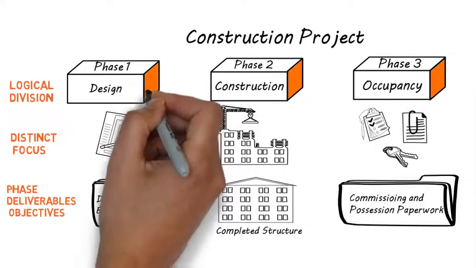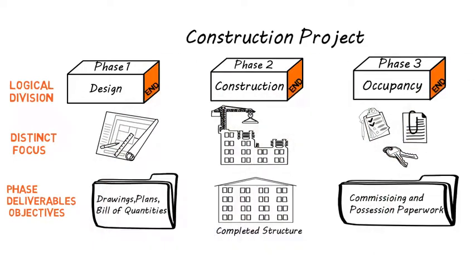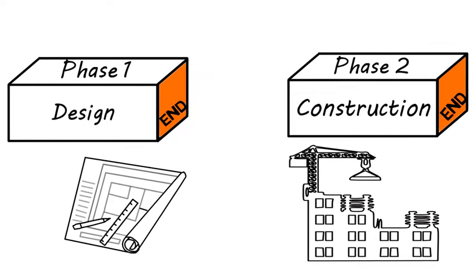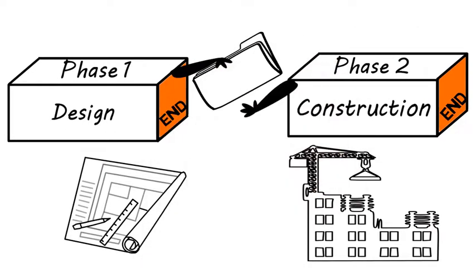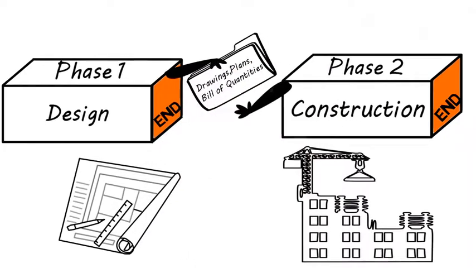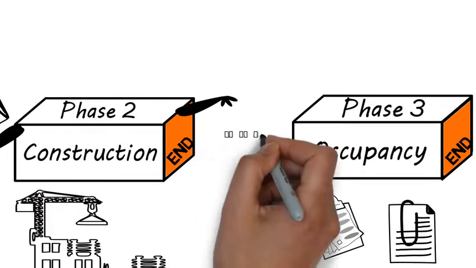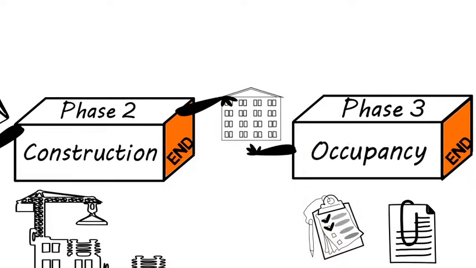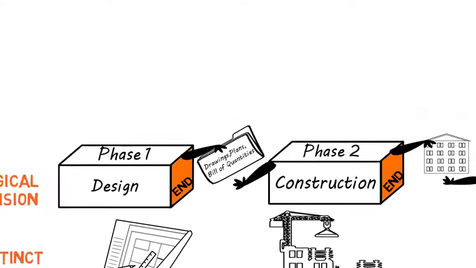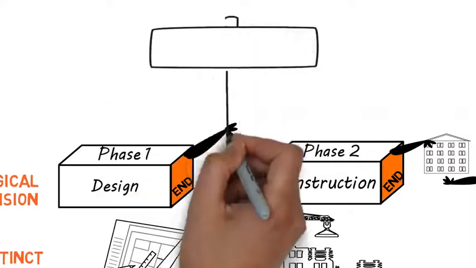At the end of each phase, deliverables are transferred to the subsequent phase. For example, drawings, plans, and bill of quantities are handed over to the construction phase. Completed structure is transferred to the occupancy phase. Upon transferring the approved deliverables, the phase is formally ended.